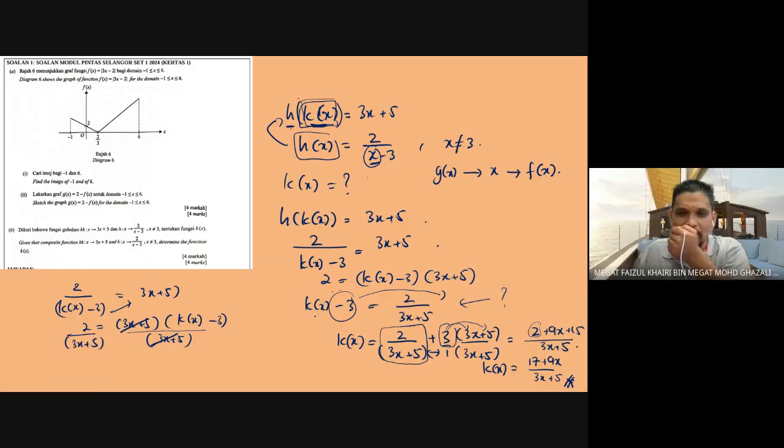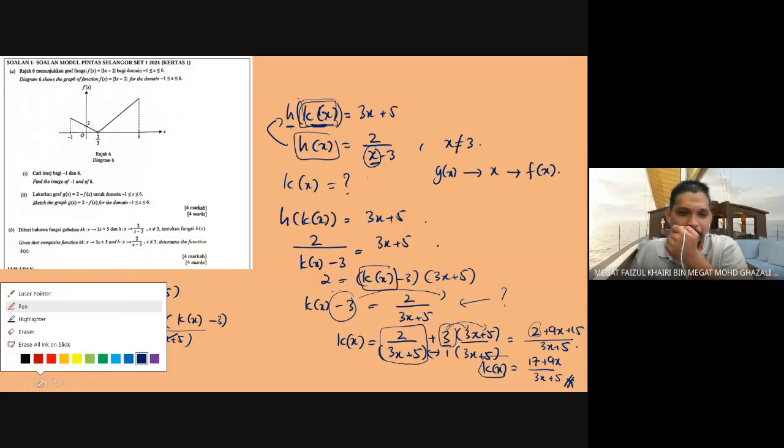I'm a bit confused about the x becoming k(x), right? No. This one remains as k(x) until the end. Yes, the 2 over x minus 3. Then that x must be changed to k(x). The first one, h(x) equals to 2 over x minus 3. Mm-hmm. Then your x must be changed to k(x). Okay. So good questions.